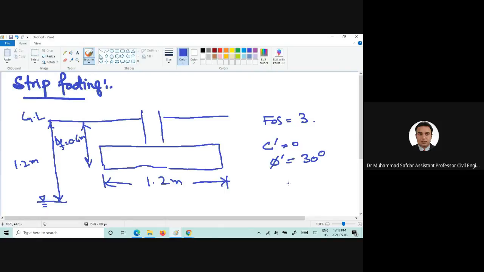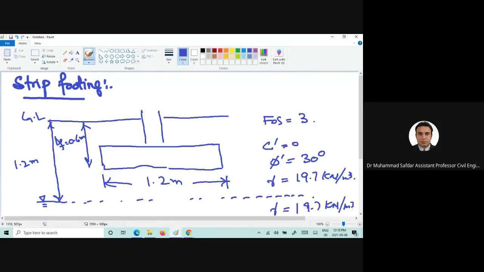What else do we need to know? The saturated unit weight. I would say the unit weight of the soil above and below the footing, above and below the water table, is 19.7 kilonewton per cubic meter.